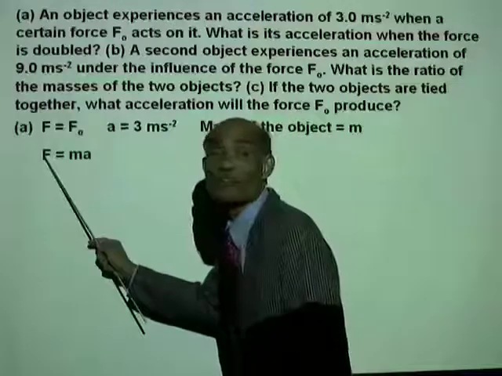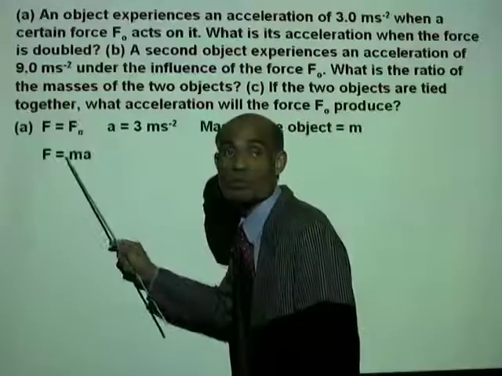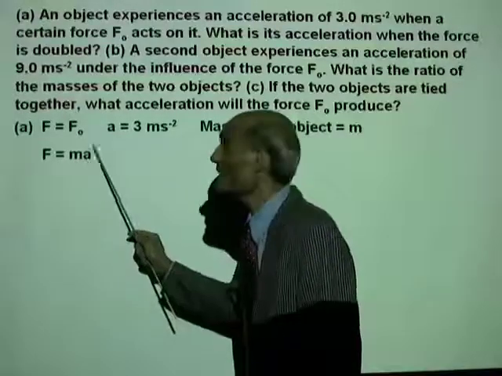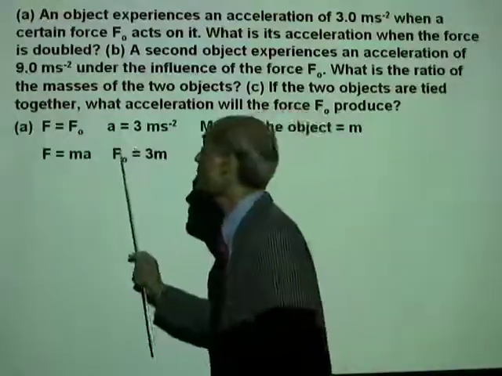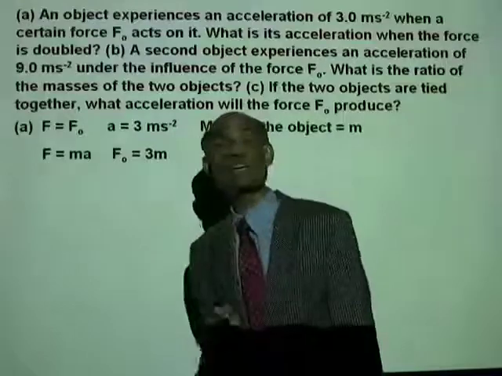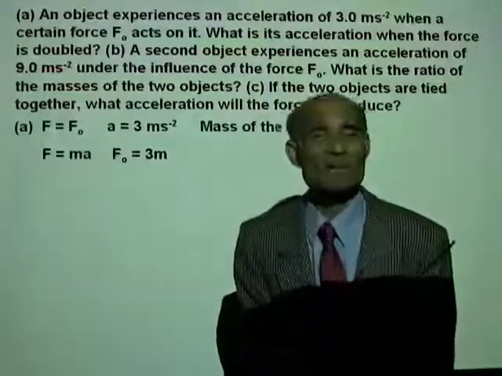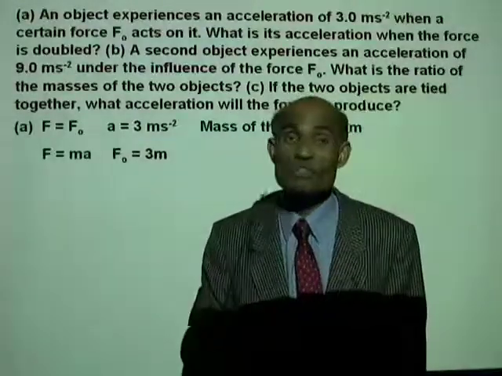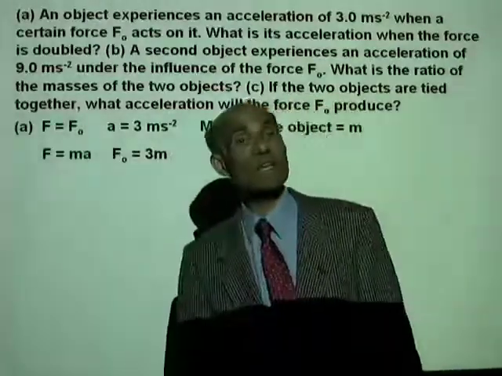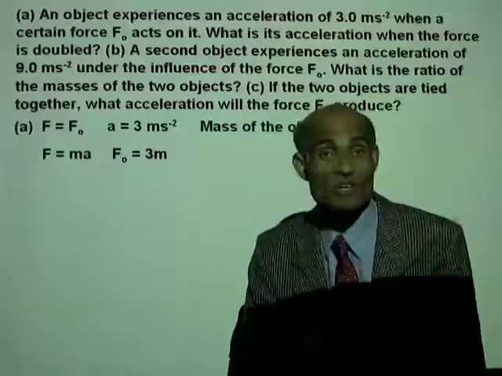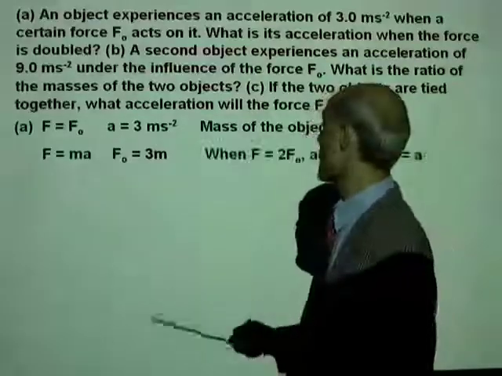Here, the force acting is F0, mass is m, acceleration is 3 meters per second squared. That gives us F0 equal to 3m. That means wherever we use F0, it can now be replaced by 3m. That's very useful information.